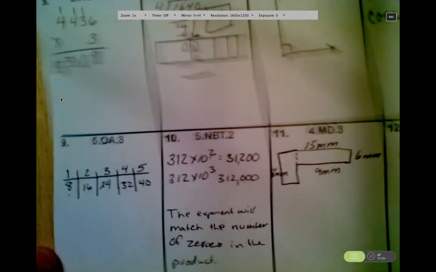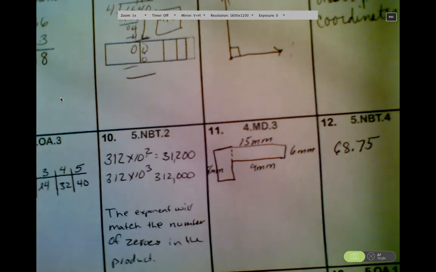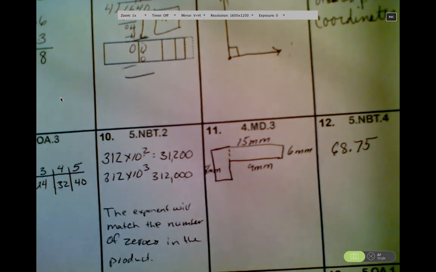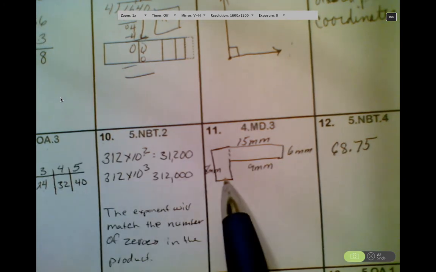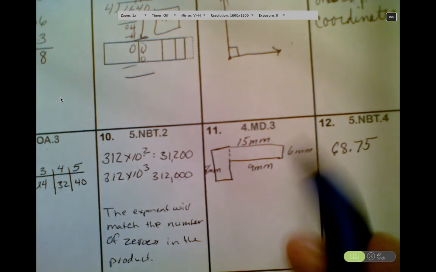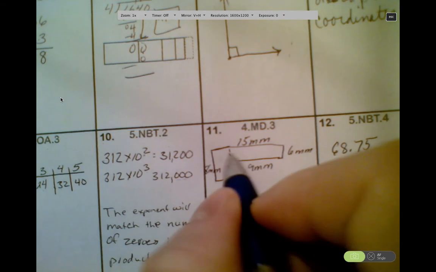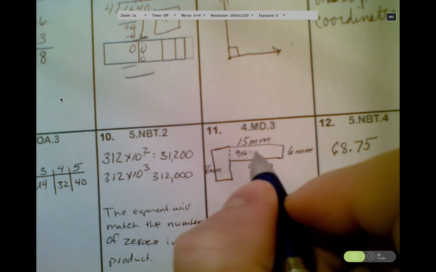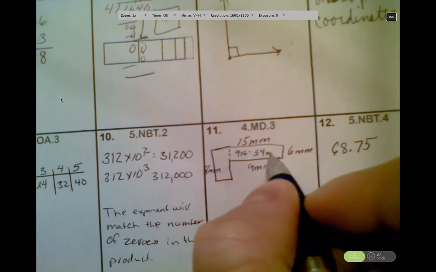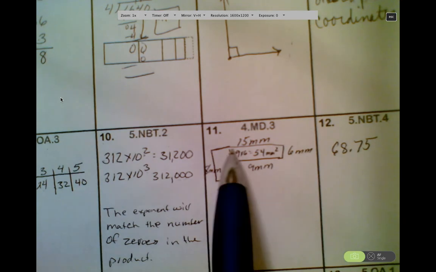Number 11, we have to find the area of this irregular shape. If you notice, they have 2 rectangles there. So we're going to find the area of them separately. Remember, area equals length times width for a rectangle. So this one right here would be 9 times 6. It's 54 millimeters squared.